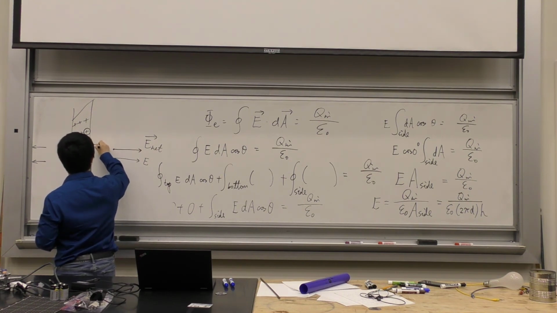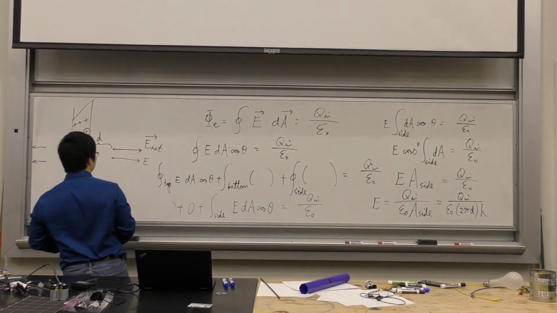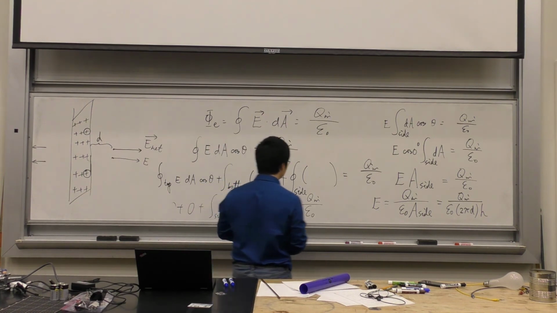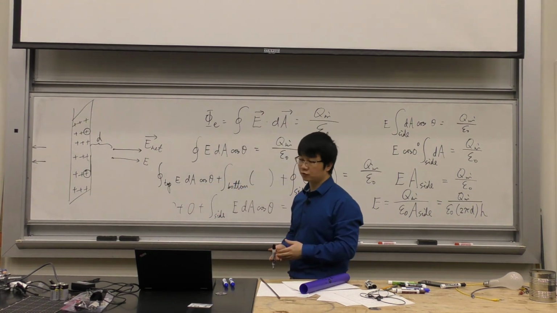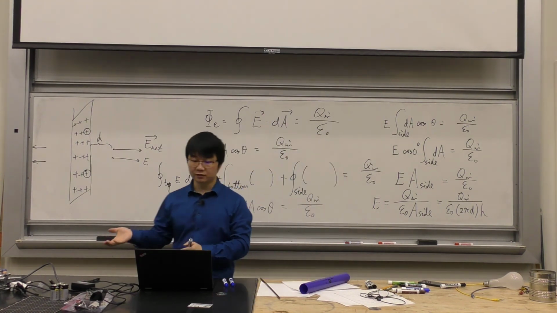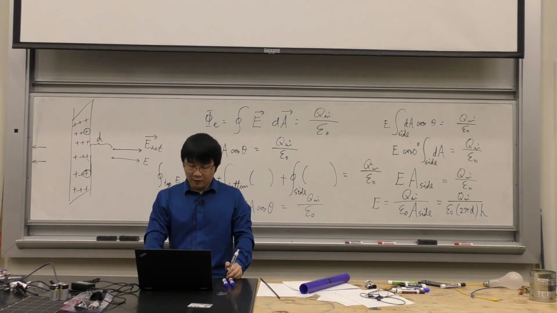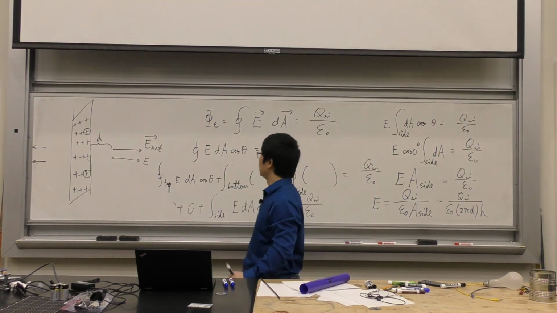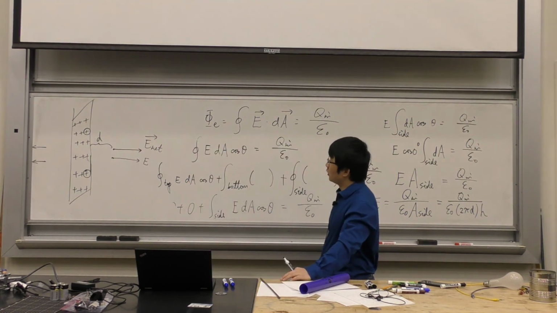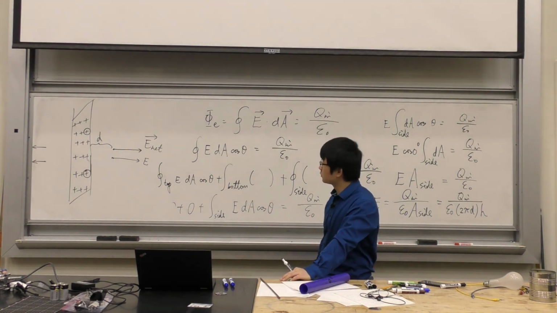Now I want to find the magnitude. So again, I want to use Gauss's law. I don't want to use a superposition principle. Actually, we already did the superposition principle. So I would want to draw an imaginary Gaussian surface.